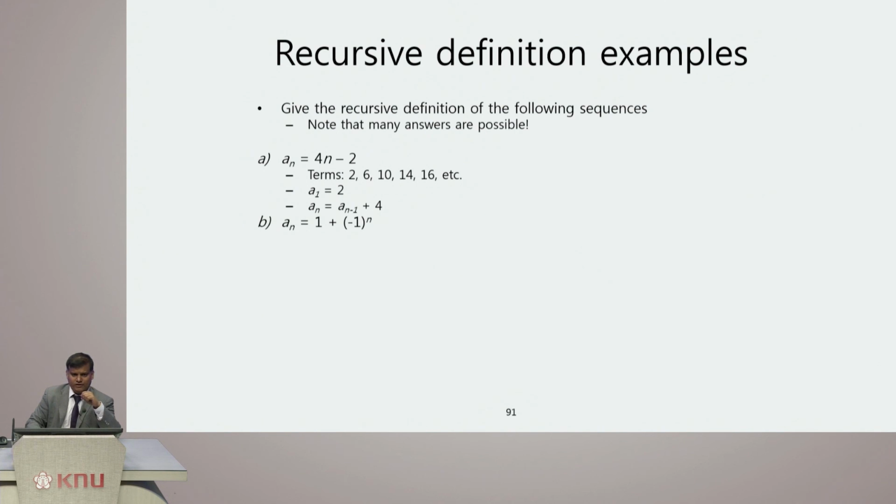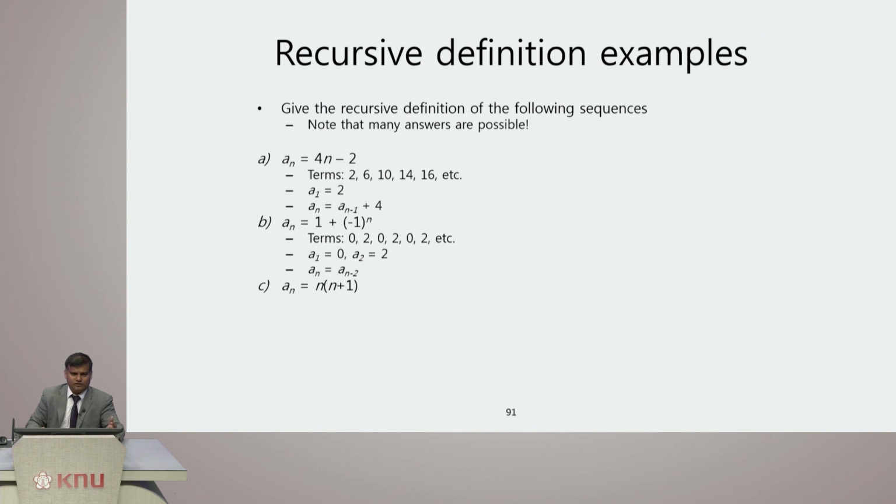Then we have b, another recursion you can come up with. a sub n equals 1 plus minus 1 power n. So we have the terms 0, 2, 0, 2, 0, 2, etc. formed with a1 equals 0, a2 equals 2. Again you have a sub n equals a sub n minus 2, the form.